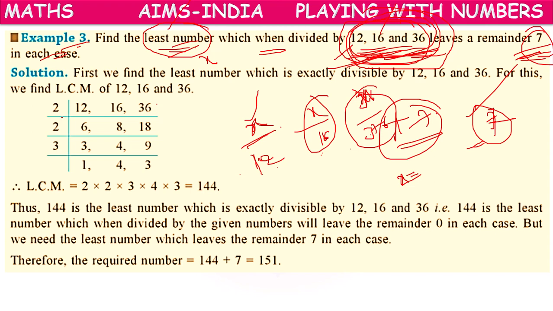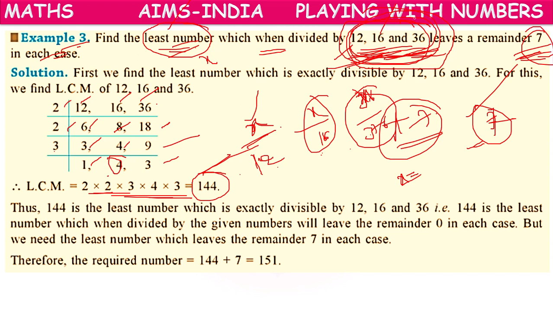With 2: 6 times, 8 times, 18 times. With 2: 3 times, 4 times, 9 times. With 3: 1 time, 4 is not divisible, 3 times. Now no common factor, let's multiply all. How much? 144. So 144 is divisible by this 12, 16, 36 exactly.